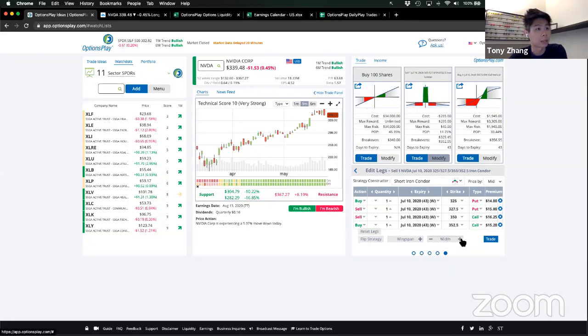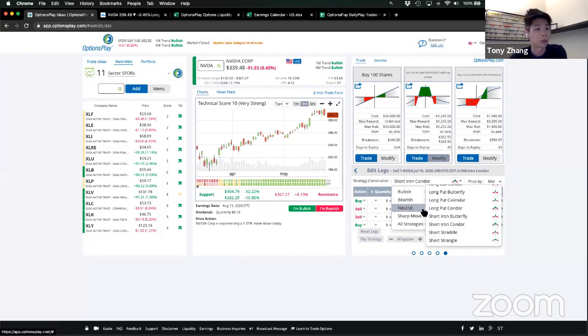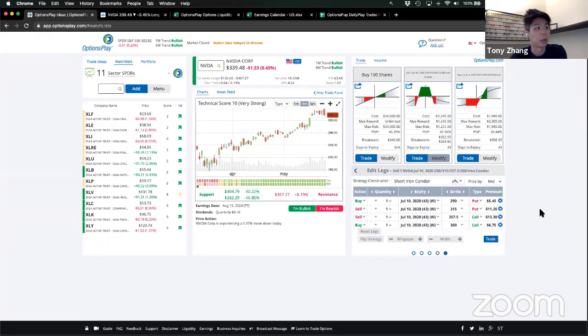But we built this specifically to allow you to quickly change the wingspans, and move the strikes up one, down one by the click of a mouse. So you have a lot of functionality here to allow you to trade iron condors if that's the type of strategy that you want. We actually have a lot of strategies under our strategy constructor. You can construct them by the click of a mouse using OptionsPlay.